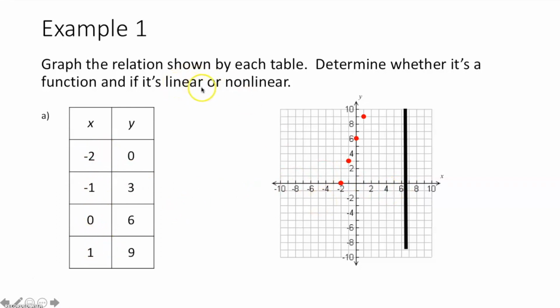Now, is it linear or nonlinear? Well, if I were to draw a line through these points, it looks like it's going to be linear. Well, let's check with our table. As x is increasing by 1 each time, x is increasing by the same increment each time, y should also increase by the same increment. So y is increasing by 3, and then by 3, and then by 3. Cool, that checks out. Because x is increasing by the same increment, and y is also increasing by the same increment, it is going to be linear.